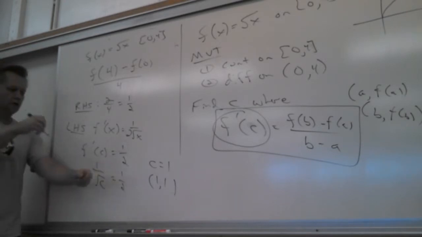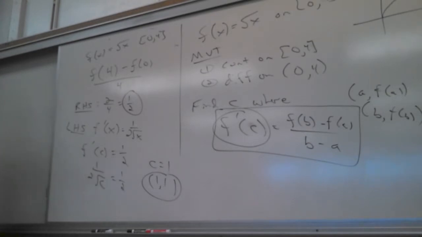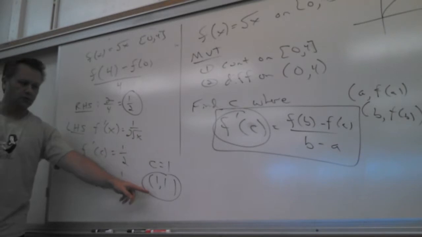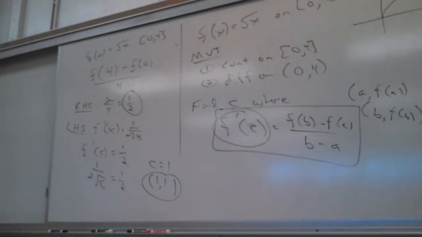While this guy's warming up, figure out the equation of the tangent line. I've already done all the work for you. There's the slope. There's the point. What's the equation of the tangent line? Minus 1. So it's 1/2 x minus 1.5. Plus minus 1.